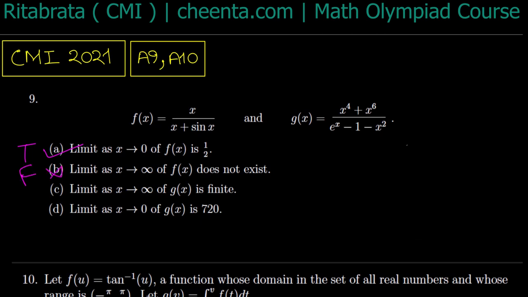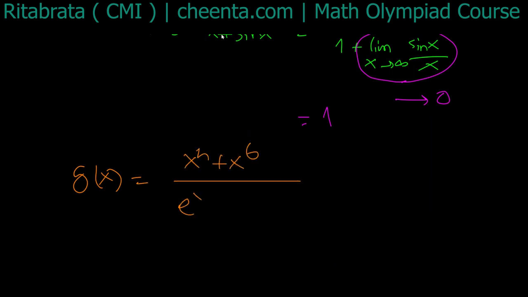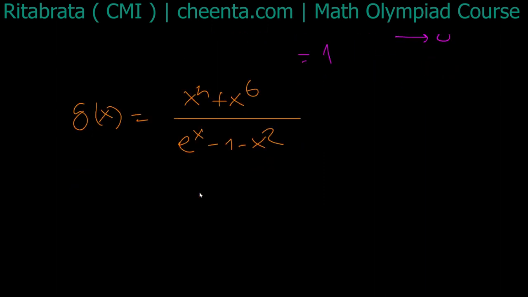I have to check x tends to infinity and 0 for g. Now g(x) equals x to the power 4 plus x to the power 6 by e to the power x minus 1 minus x squared. Now limit x tends to 0 of g(x) equals the limit x tends to 0 of this thing.